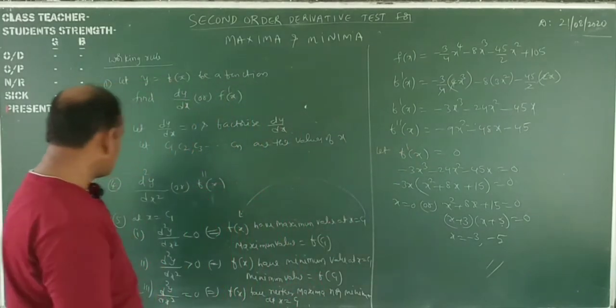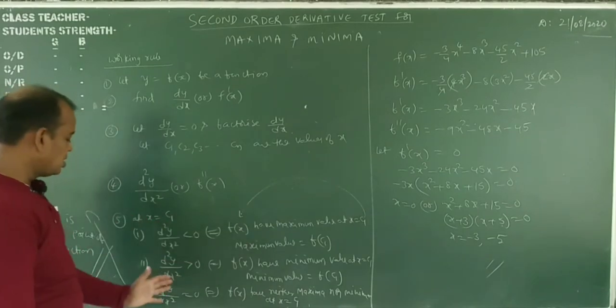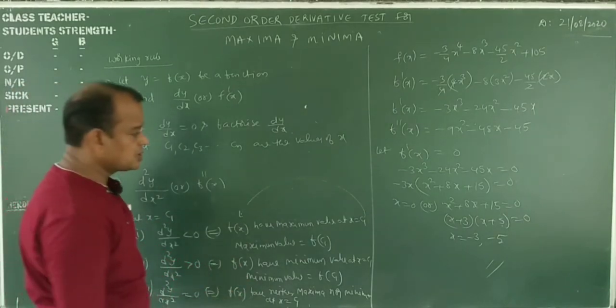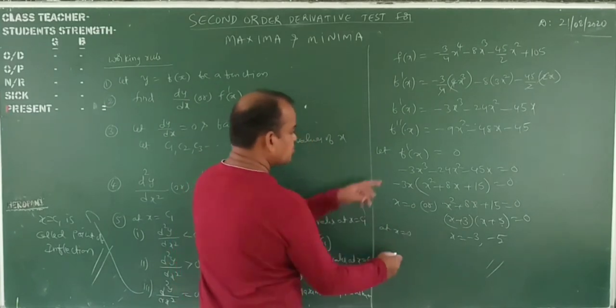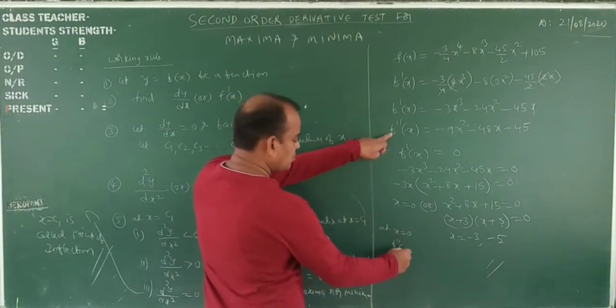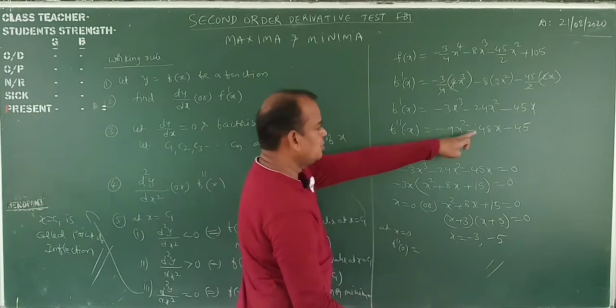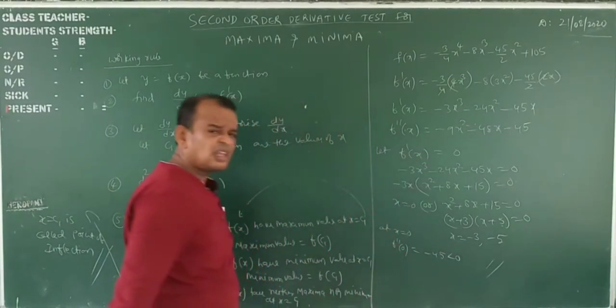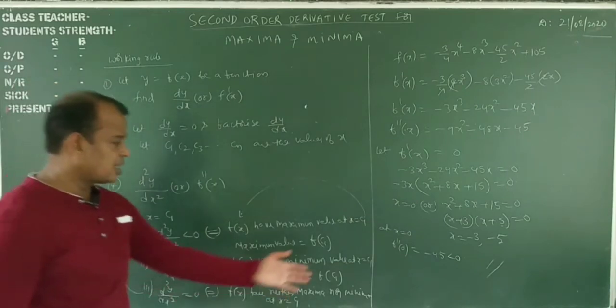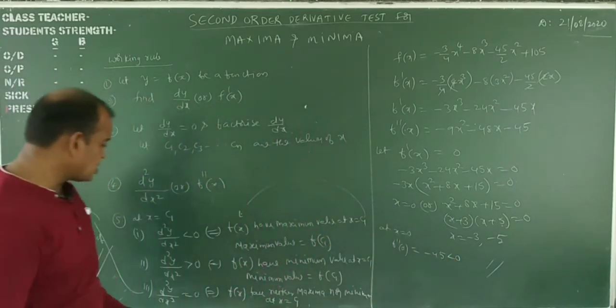Second order derivative negative means maximum value, second order derivative positive means minimum value. Suppose first x is equal to 0. At x is equal to 0, what happened? Now substitute here f double dash of 0. Here 0, 0, what happened? Minus 45. Minus 45 means negative. What is the meaning of negative? Second order derivative negative means 100% maximum.